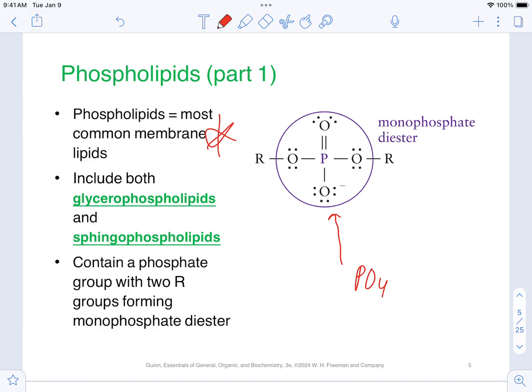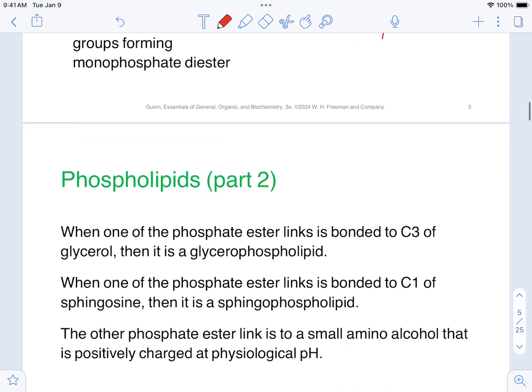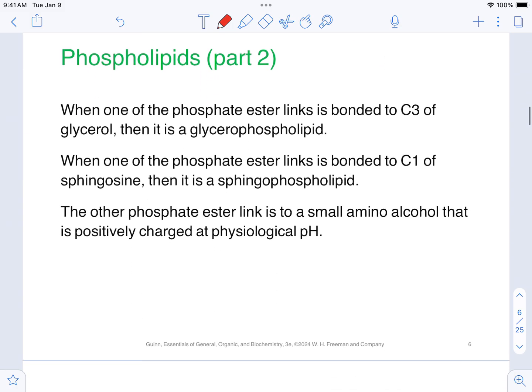There are two types of phospholipids. Your first type is glycerophospholipid, and your second type is sphingophospholipid. If you look at your different linkages, where you're bonded, that can help you determine if it is a glycerophospholipid or a sphingophospholipid.